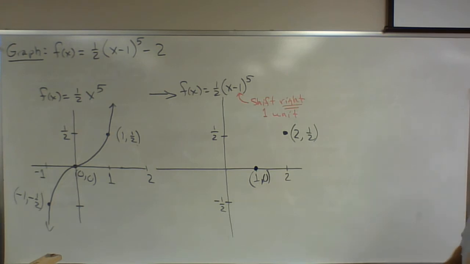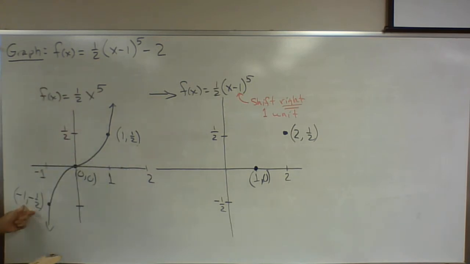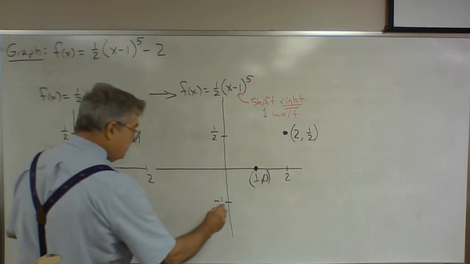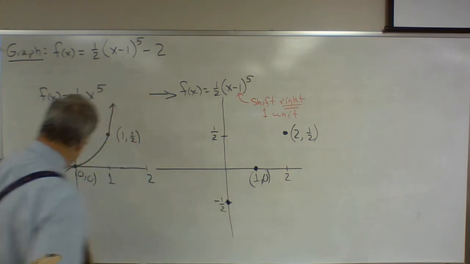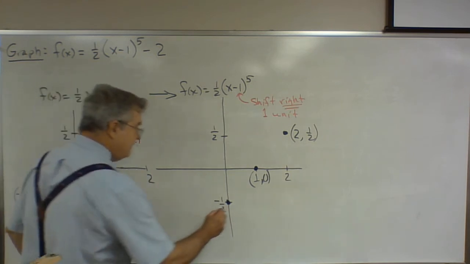And then this other point, it's a horizontal shift, so the y coordinate won't change. It's going to continue to be 1/2. The x coordinate here is -1, but if we start at -1 and go 1 unit to the right, we're at x equals 0. So the new point is going to be x equals 0, y equals -1/2.